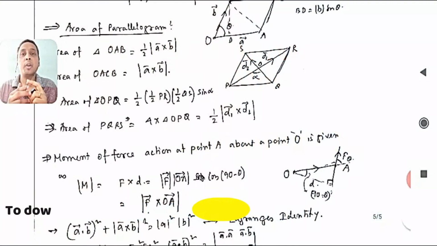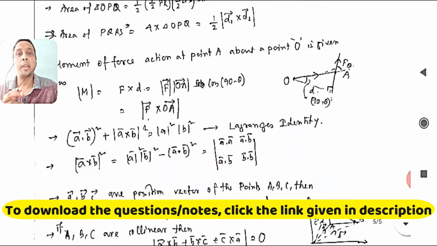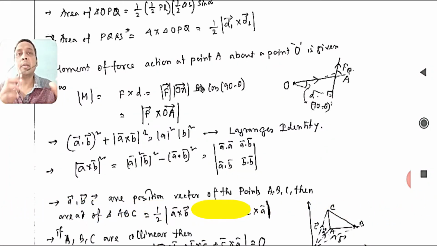Okay students, welcome you all to this new lecture at basic level, where we are building concepts on vectors. So in continuation with our discussion on vector product or cross product, we will see its applications: area of the parallelogram, moment of force, and one important identity, the Lagrange identity. Okay, then let's see this.